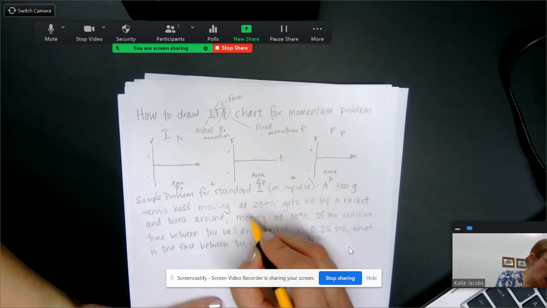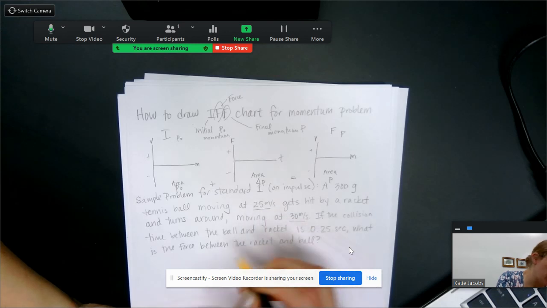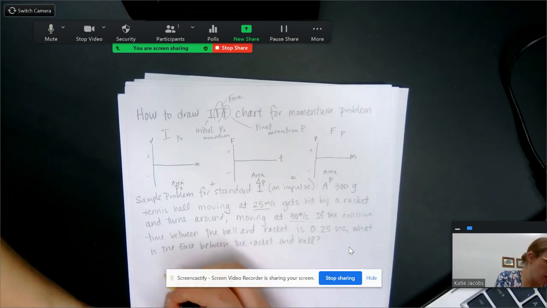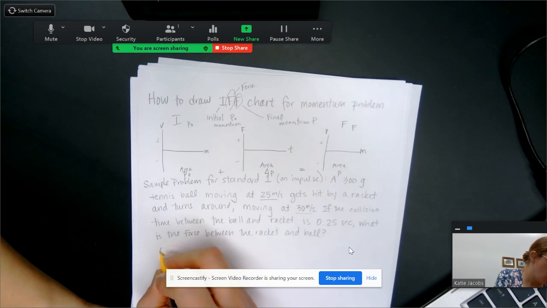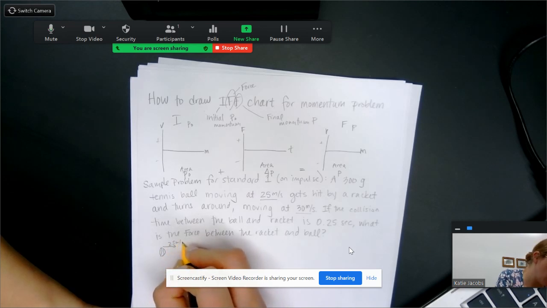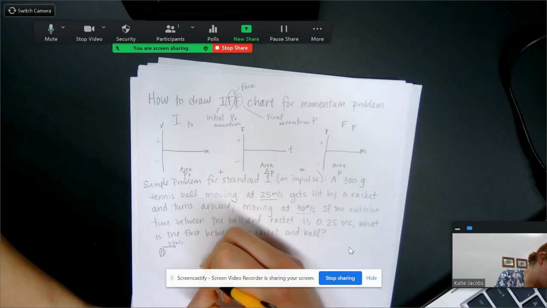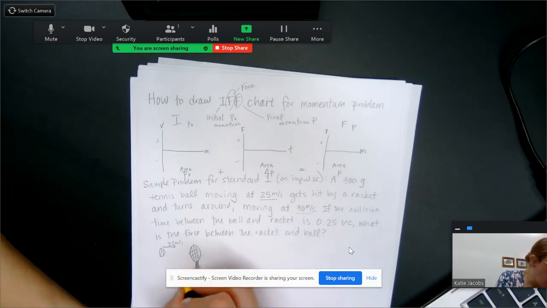So I was given an initial velocity and a final velocity back. First, I'm going to draw the picture of the situation. So I got a tennis ball. Initially, it's moving at 25 meters per second. Then it gets hit with our racket. And the ball turns around and it's moving the opposite way, 30 meters per second.